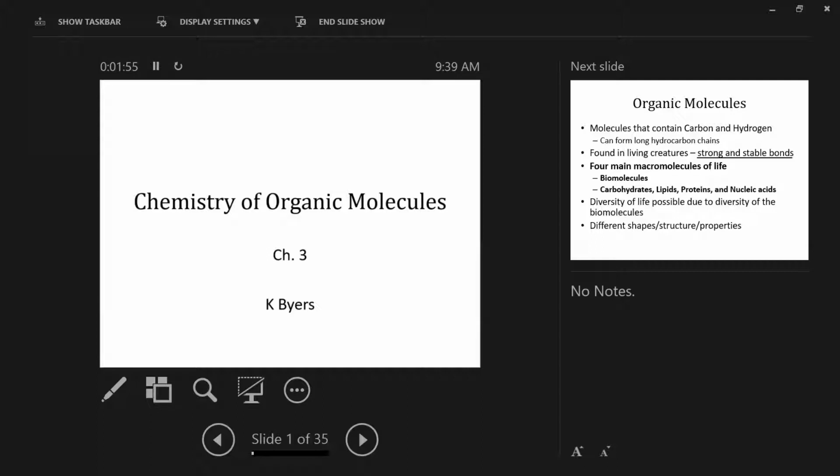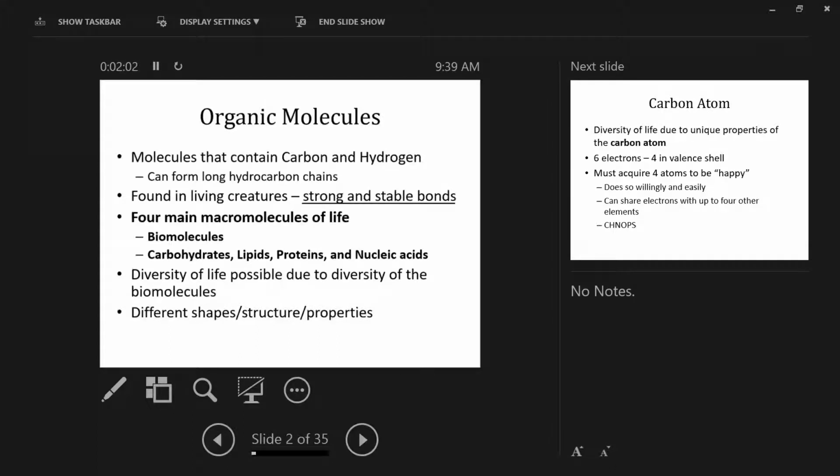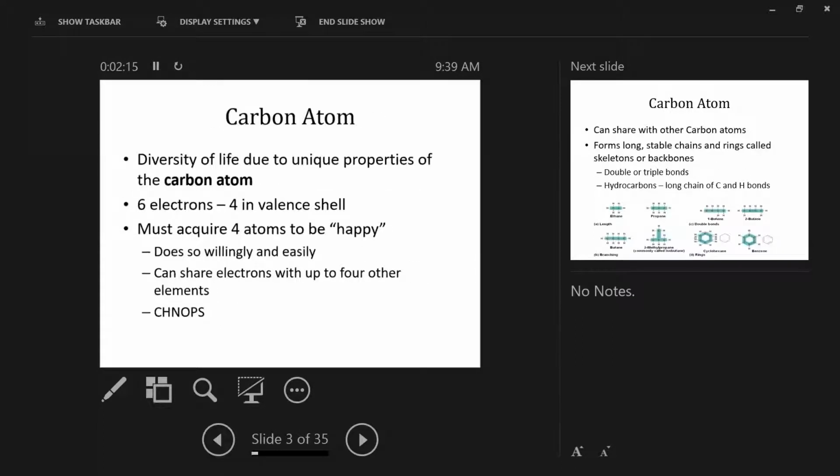This will be a review of Chapter 3, the chemistry of organic molecules and the 4 main biomolecules of life. In this chapter, you'll be responsible for understanding the chemical structure and function of carbohydrates, lipids, proteins, and nucleic acids.